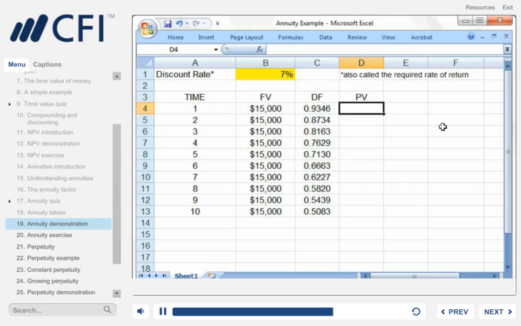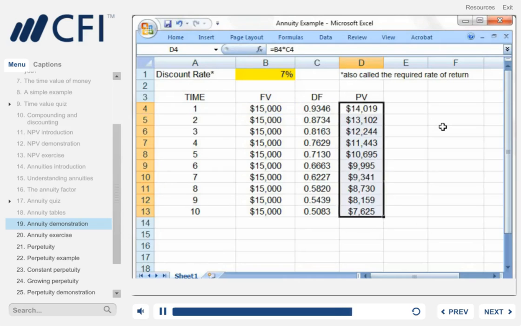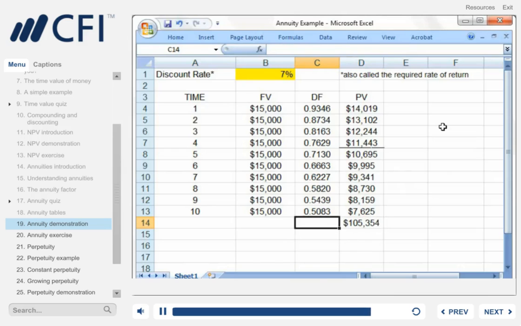Finally, we can calculate our present value by multiplying the future value by the discount factors. Summing these gives us a present value or price of the annuity of $105,354. Adding the discount factors, we get an annuity factor of 7.0236, which when we multiply by our annual payment of $15,000 gives us the same price of $105,354.